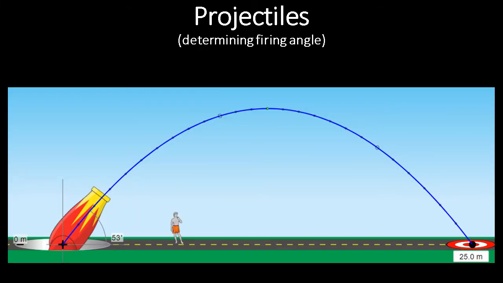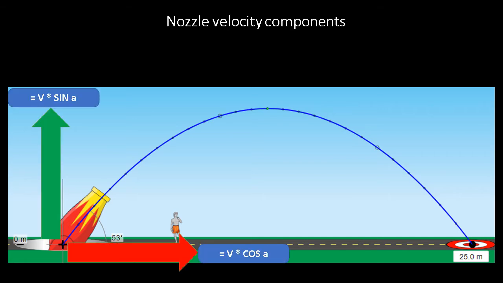The first thing we need to know, or one of the most important questions that come to our mind, is how do we set the angle for the projectile? What's the firing angle if we know the range and the initial velocity, or the nozzle velocity? So the first thing we should do is analyze the velocity of the projectile into vertical and horizontal. Vertical velocity: sine A. Horizontal velocity: cosine A.